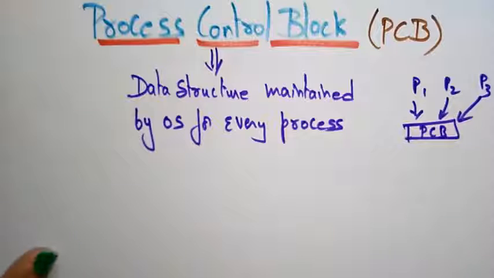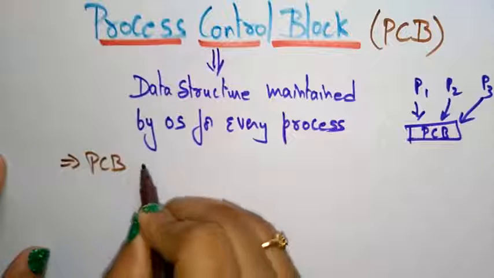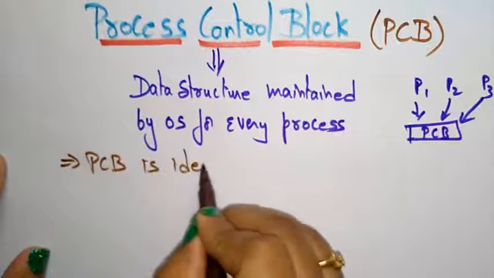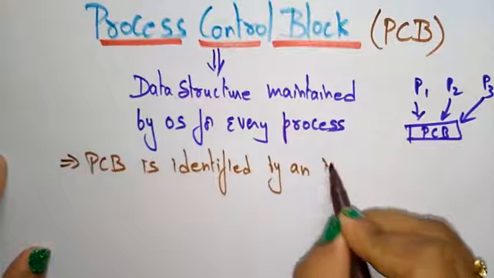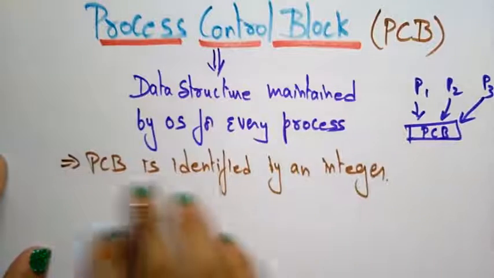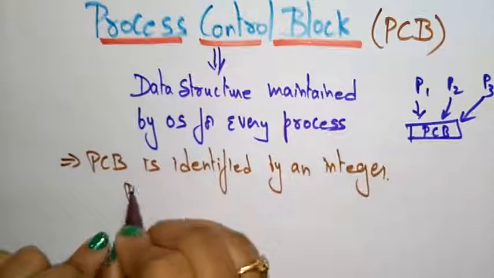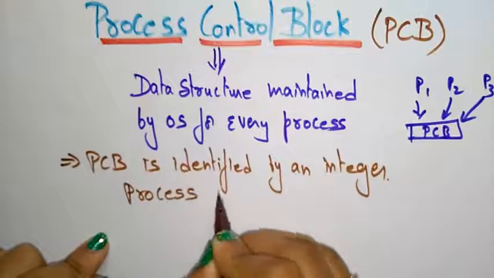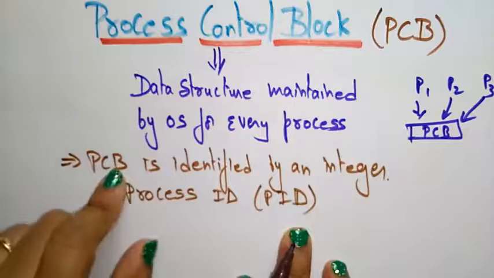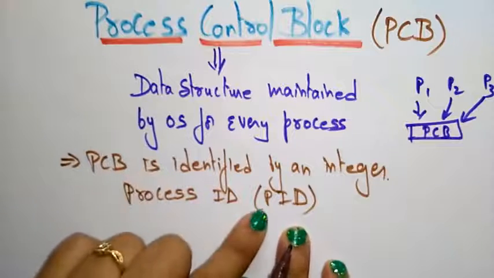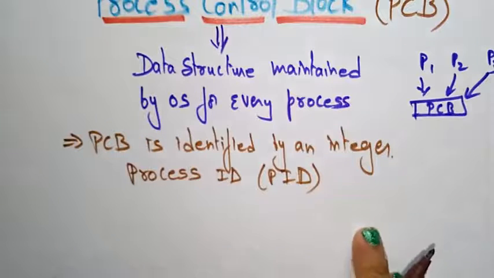The PCB, the process control block, is identified by an integer, that is the process ID, PID. So the process control block is identified by an integer, the PID, meaning which process it is, P1 or P2 or P3, like that.